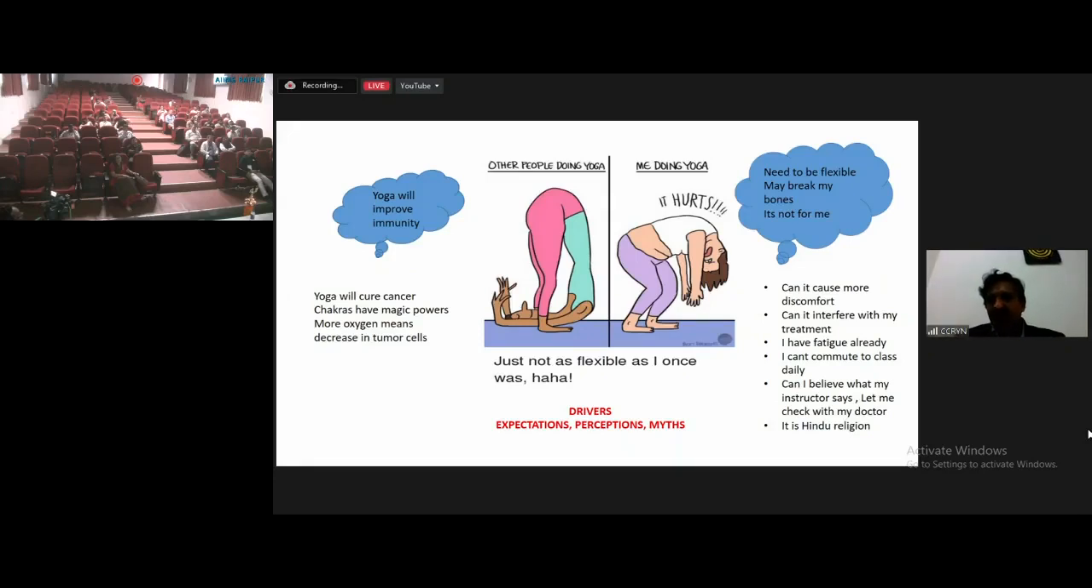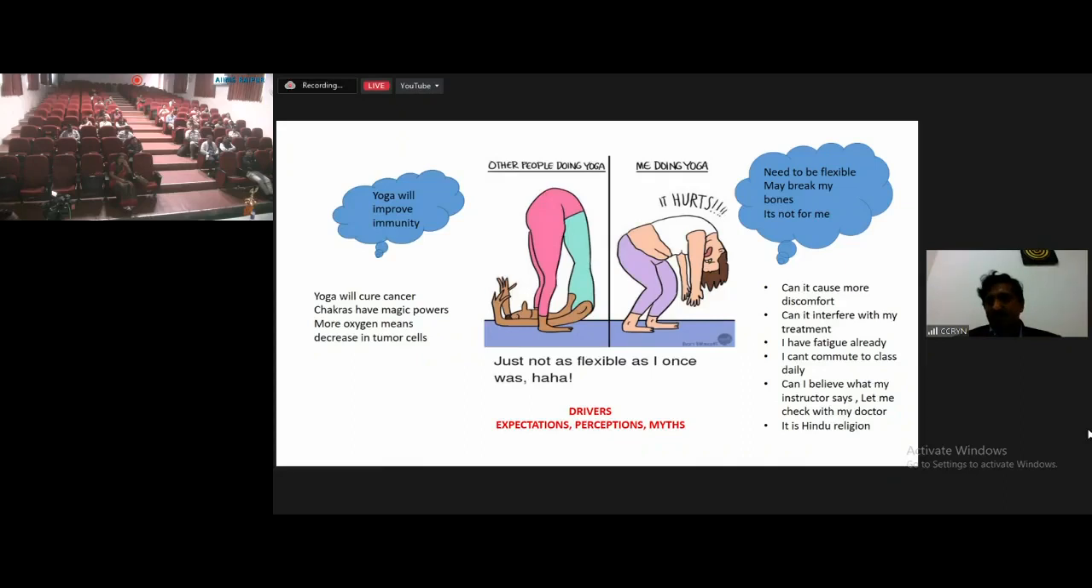Here you can address concerns of patients who have cancer. For example, patients on aromatase inhibitors for a long time can get osteoporosis, and doing more acute breathing asanas can also cause fractures. So we need to be aware of these scenarios, and we need to educate the patients about them as well. Some people think doing yoga would improve immunity, on the positive side. Yoga would cure cancer. They think by doing Kundalini yoga, I'll be activating my chakras, which can have magic powers in curing my cancer.